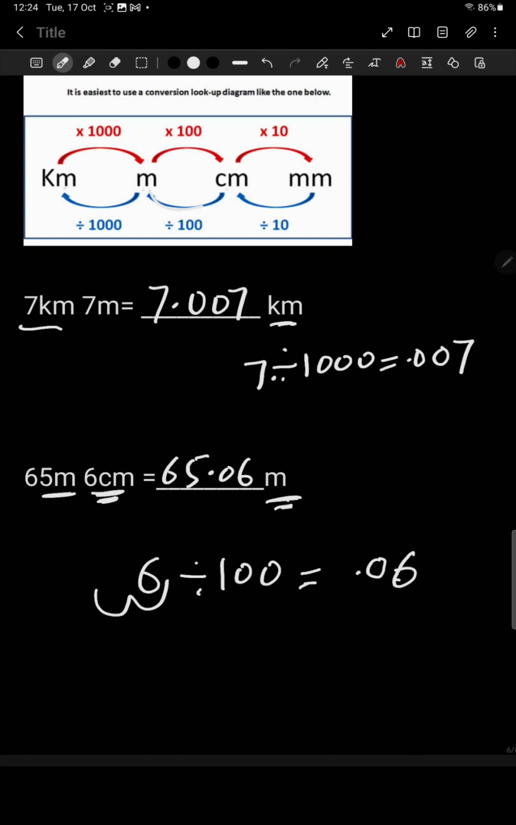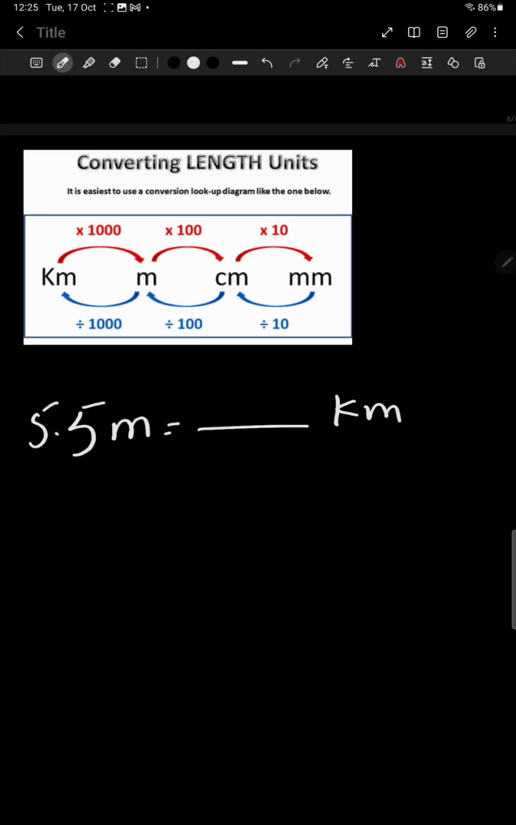In this way we can do the conversions. While we are moving forward, we are multiplying. While we are moving back, we are dividing. For instance, we are having one more question. 5.5 meters. We are going back to kilometer. So what to do? 5.5 going back to kilometer, divided by 1000. So there is only one decimal place behind the decimal. So we are supposed to move back 3 places.